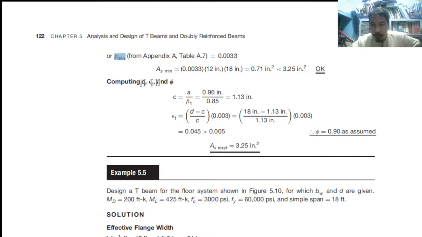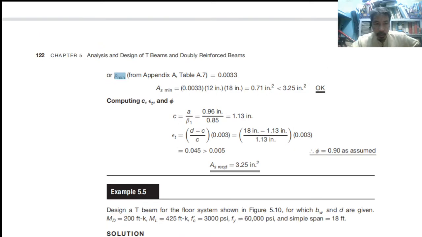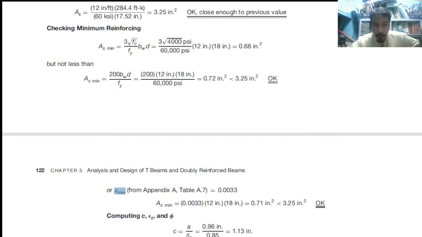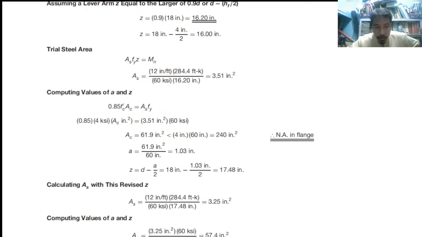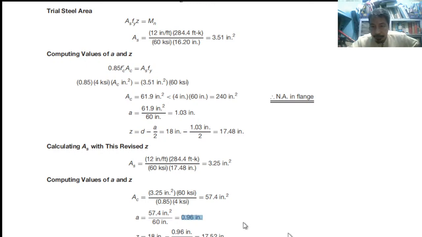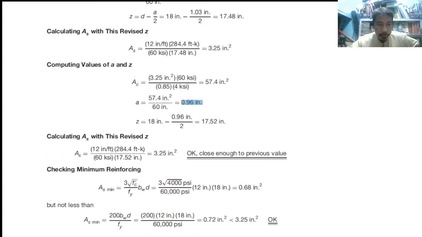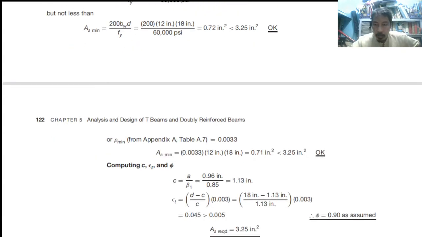So next, let us find out the value of C, the strain, and the phi. Beta 1, we know to be 0.85. Because f'c is 4,000, so a is 0.96. We already have this computed here, 0.96. So here, 0.96 divided by 0.85, C is 1.13.